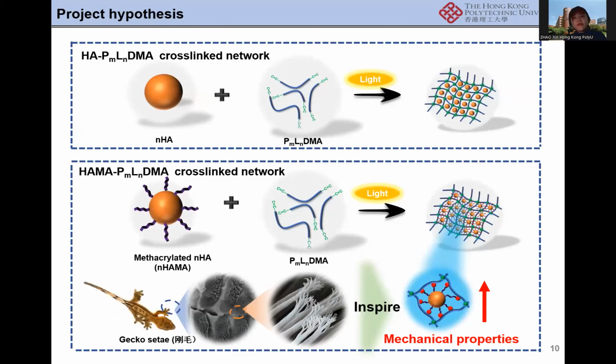The reason we put the C=C bond on the hydroxyapatite is that if we use naked hydroxyapatite nanoparticles, when they are mixed with the polymer, we are going to form a composite like this. Whereas if we make hairy hydroxyapatite, they can cross-link with themselves, and they can also cross-link with the polymer. And this will increase the mechanical properties.